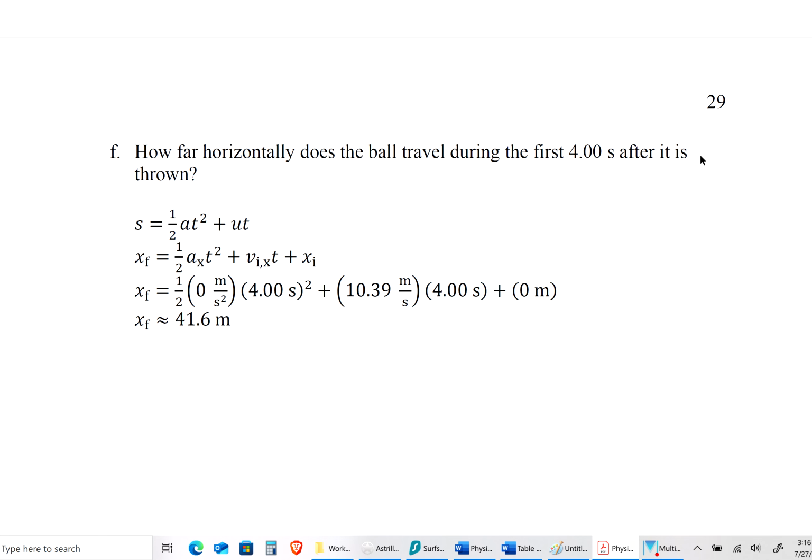Part F, how far horizontally does the ball travel during the first 4 seconds after it is thrown? And it says horizontally, so that's a horizontal equation and horizontal variables.